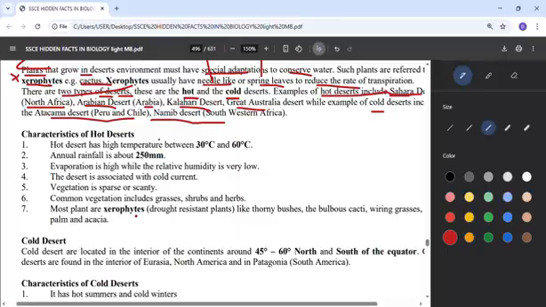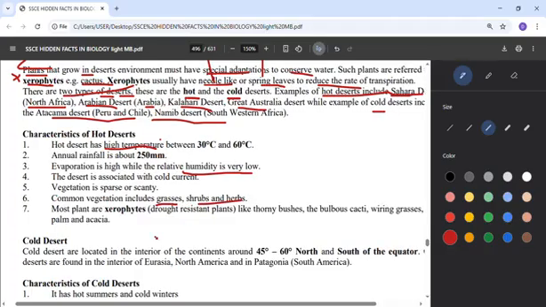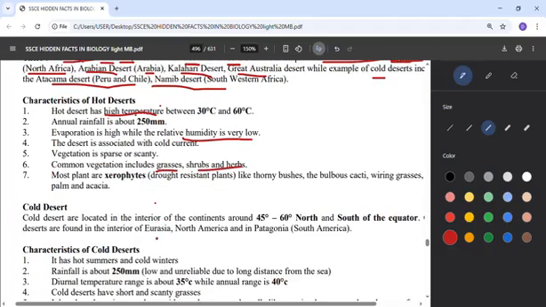The characteristics of a hot desert: everything about a hot desert is high temperature, so the humidity has to be low since everywhere is hot. The things we find in the common vegetation are grasses, shrubs, herbs, and so on. Other desert plants include wiry grasses, cacti, palm, and acacia.